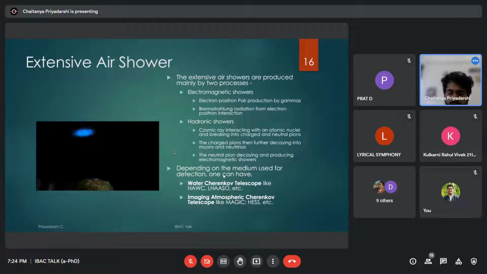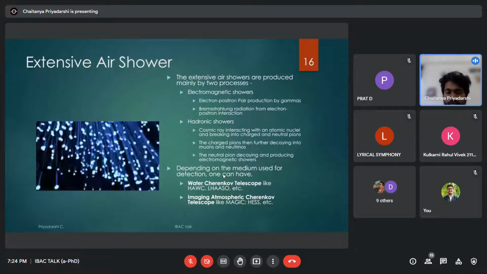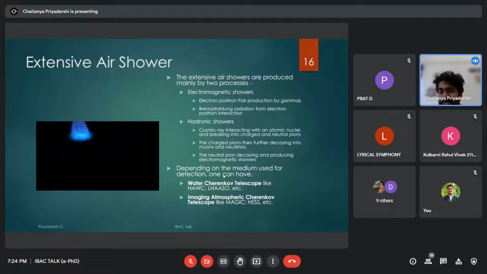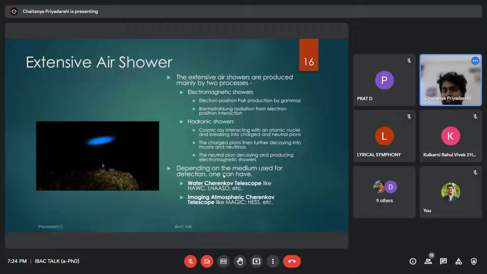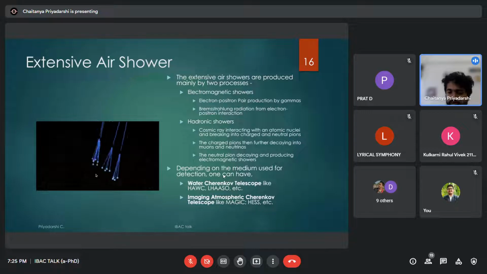And hadronic showers occur when cosmic ray particles, remember we talked about them, relativistically charged particles with non-zero rest mass, interact with the atomic nuclei in the atmosphere and break into charged and neutral pions. Then these pions further decay into either muons and neutrinos, or also produce their own electromagnetic showers. As you can see in this animation, there's a shower of such particle interactions. And when they happen, because the primary particle has very large energy, they produce Cherenkov radiation.